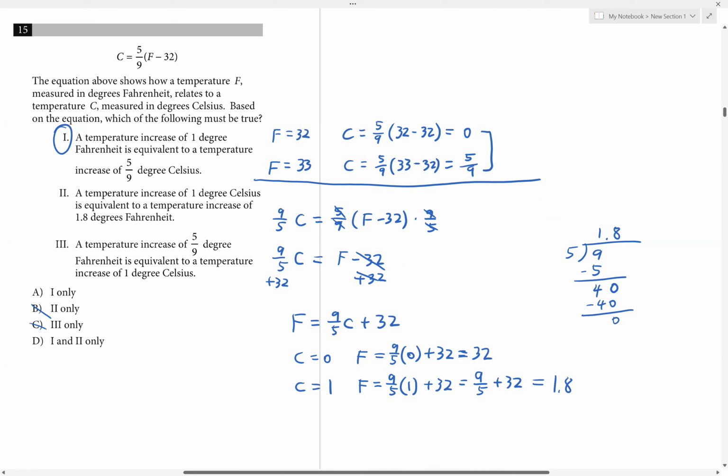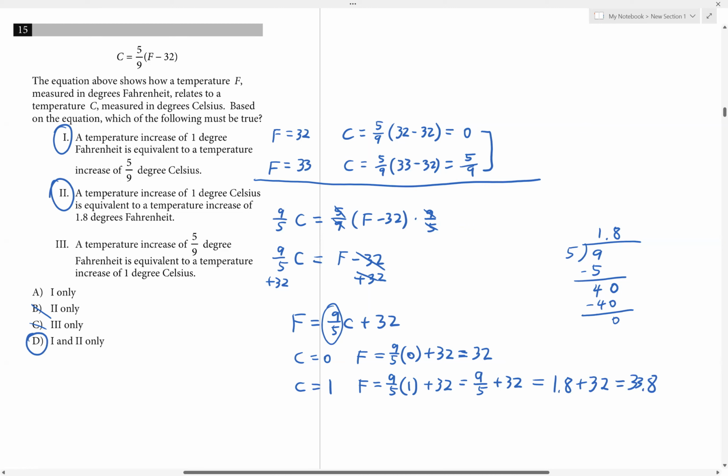So I get 1.8 plus 32, that's 33.8. We compare the temperature, it went from 32 to 33.8. Yes, it does increase by 1.8. The 1.8 is pretty much the 9/5, that's the slope of this equation. So when Celsius increases by 1, the Fahrenheit should increase by whatever the slope is. That's 9/5, which is equal to 1.8. So that tells us statement 2 is also correct, so it had to be D.